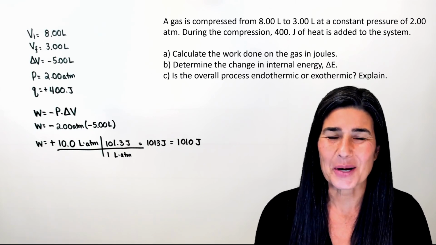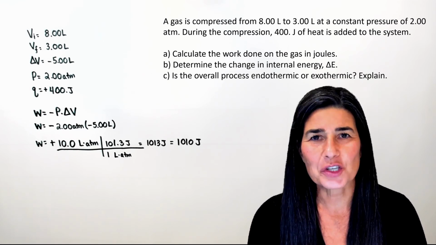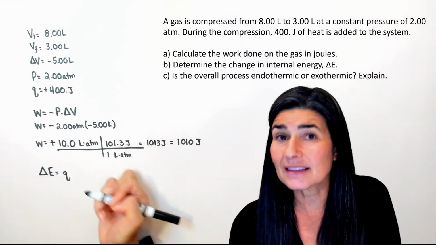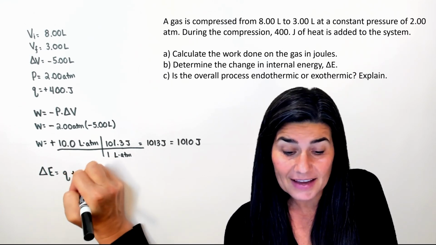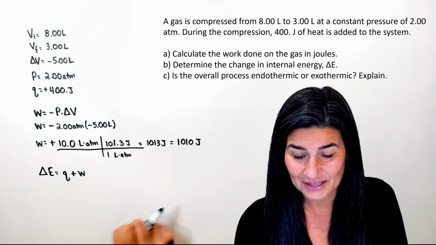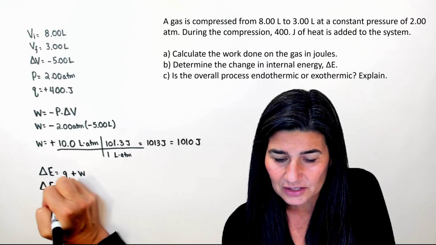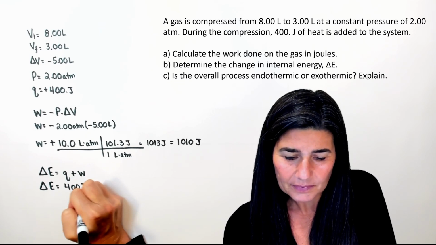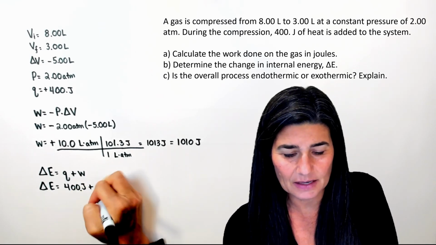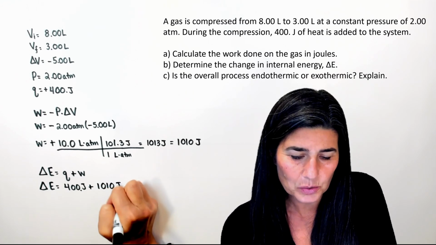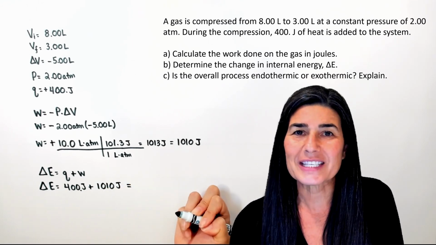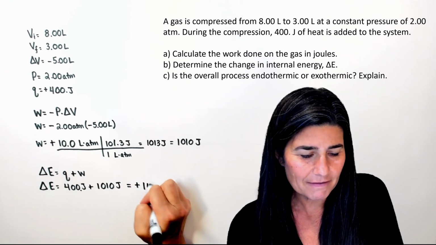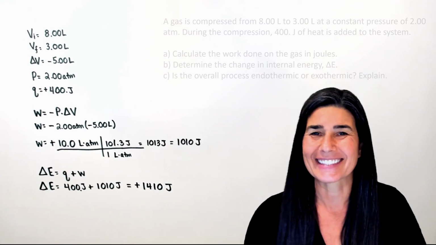Now let's go for the second part. Let's get the change in internal energy. We can find our change in internal energy by taking the heat that was absorbed by the system plus the work that was done on the system. We're going to add those two factors. The heat absorbed by the system was 400 joules, and the work done on the system was 1,010 joules. So if we add both of those two together, the change in internal energy of our system is a positive 1410 joules.